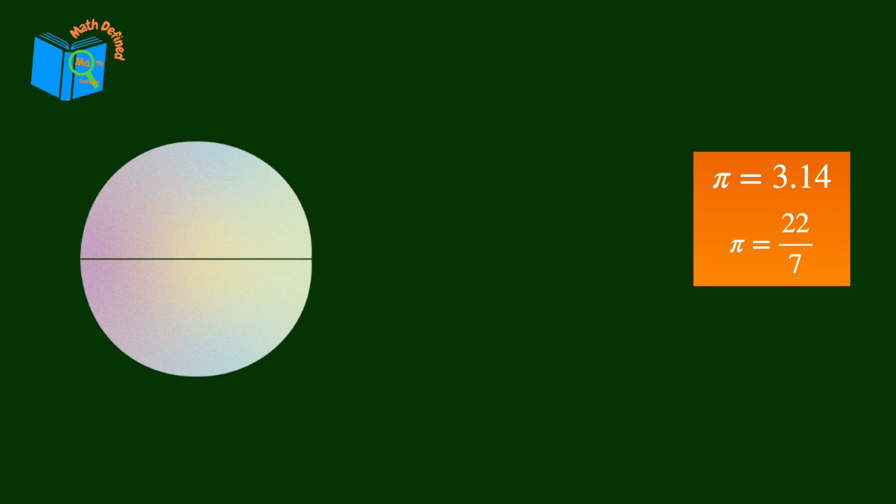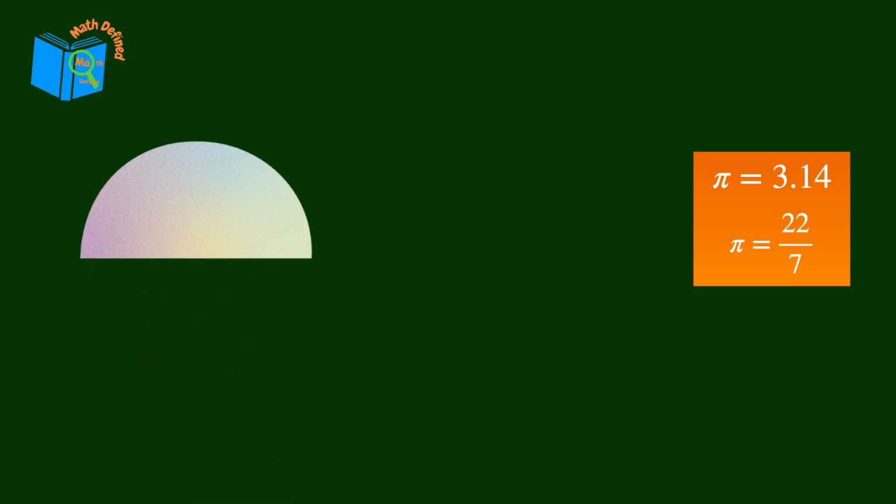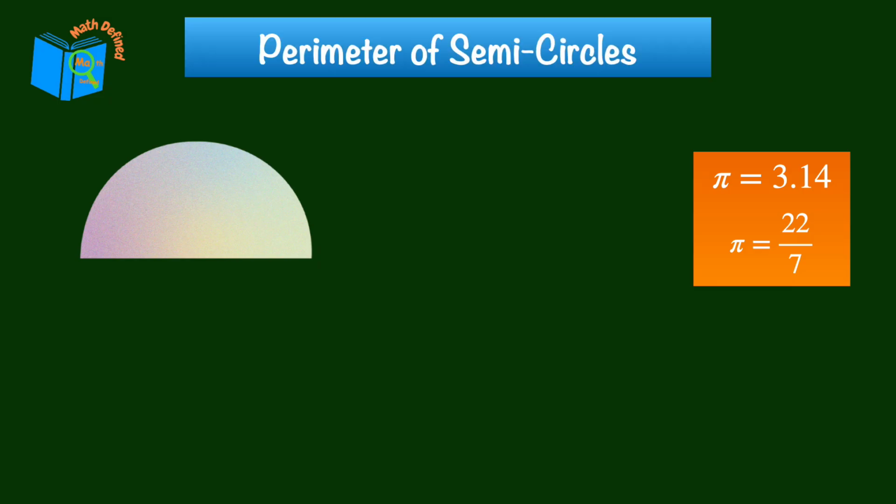All right, let's move on to semicircles. A semicircle is just half a circle. We're not finding its circumference because that's for full circles. Instead, we're finding its perimeter, and this has a little twist.